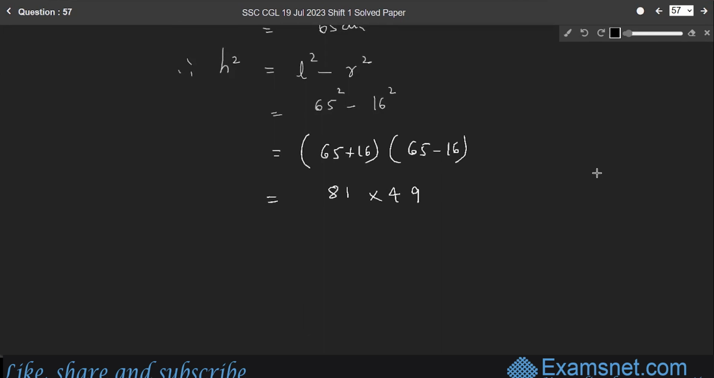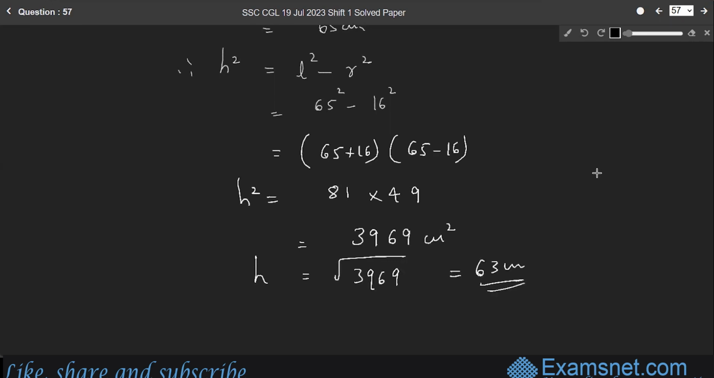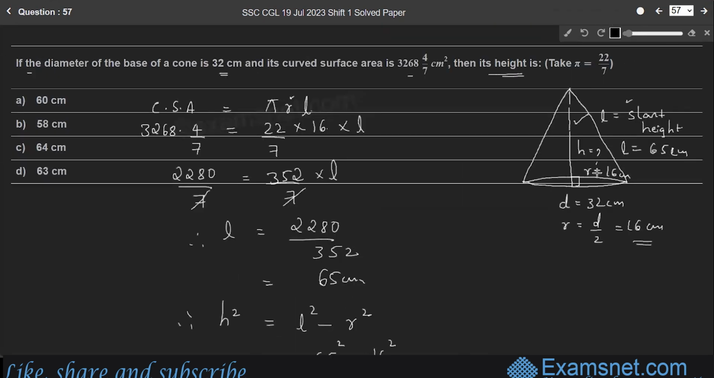81 into 49. So you will get h square as 3969 centimeters square. Therefore, the height of the cone is root of 3969, which is 63 centimeter. Right? Height of the cone h is 63 centimeter. Option D is the right answer.